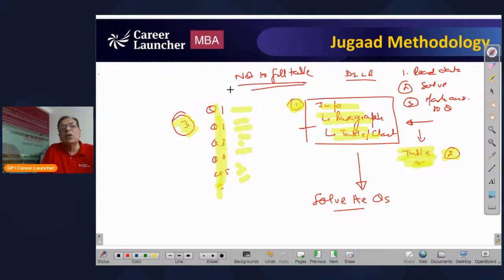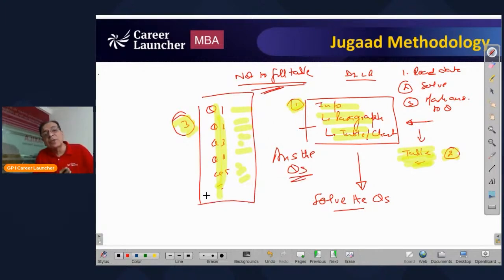Most of the students spend a lot of time filling up the table, creating a huge table. Your job is to answer the questions. Okay? So even before you start making the table, you need to look at the questions. You need to understand what the questions are asking for, hence what kind of table I need to make. Okay? So you should be clear about that.